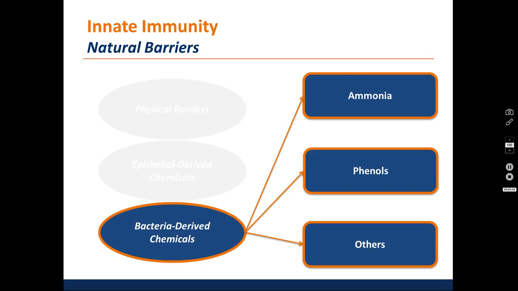Finally, we get bacterial-derived chemicals. So we have the physical barriers, our epithelial-derived chemicals, but we also get bacterial-derived chemicals. That means that certain bacteria are actually good for our body. Things like acidophilus in our digestive system are good for our digestive system because they create ammonia and phenols, which will inhibit bad bacteria from growing within that specific system. And so these bacterial-derived chemicals are the result of a good form of bacteria that is fighting off a bad form of bacteria.